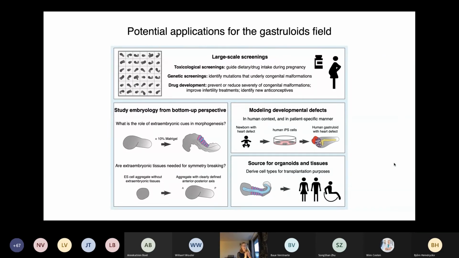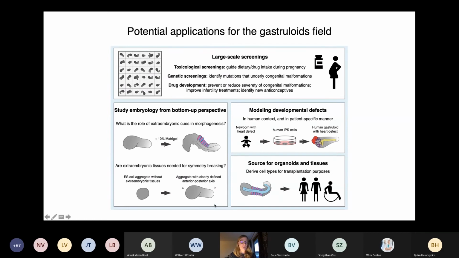And one last slide on the applications of this field. One main advantage of this gastruloid system is that it is relatively easy to generate gastruloids in large numbers, and that makes the system compatible with screening procedures. We can now, for example, start to use this system for toxicological screenings to identify components that can induce congenital malformations, and that should perhaps be avoided during dietary intake of pregnant mothers. We can also probably use the system for genetic screenings to identify new mutations that underlie congenital malformations, and perhaps we can use it to develop and screen for drugs that prevent or reduce the severity of common congenital malformations. It's important to highlight here that gastrulation is an important time point in development, also because many congenital malformations actually result from mistakes that happen during gastrulation. I forgot to mention it in the introduction.